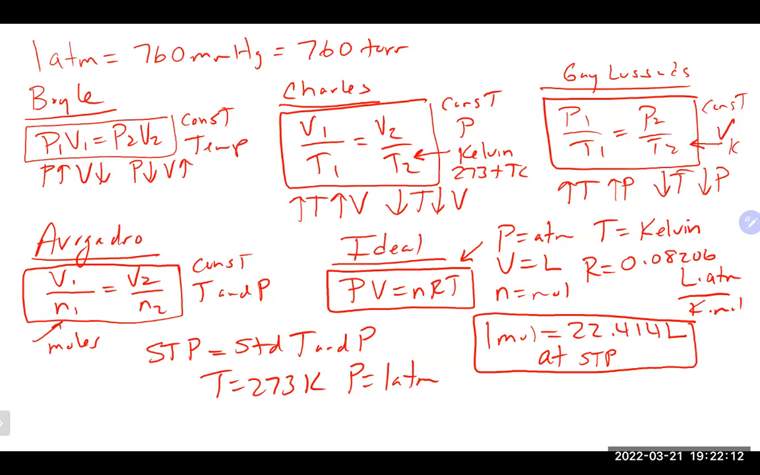The good news about the ideal gas law is you could do it at STP conditions or any conditions. So if you're worried that maybe you're going to use that incorrectly, just put everything into the ideal gas law and then you'll be fine. Even if it's STP conditions, you just put in 273 for the temperature, 1 atmosphere for the pressure.